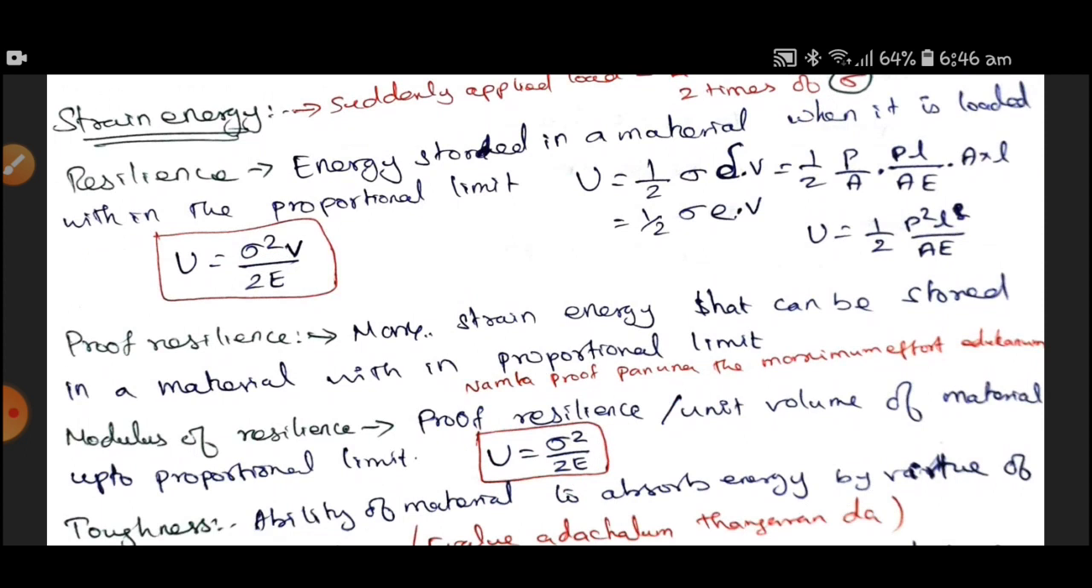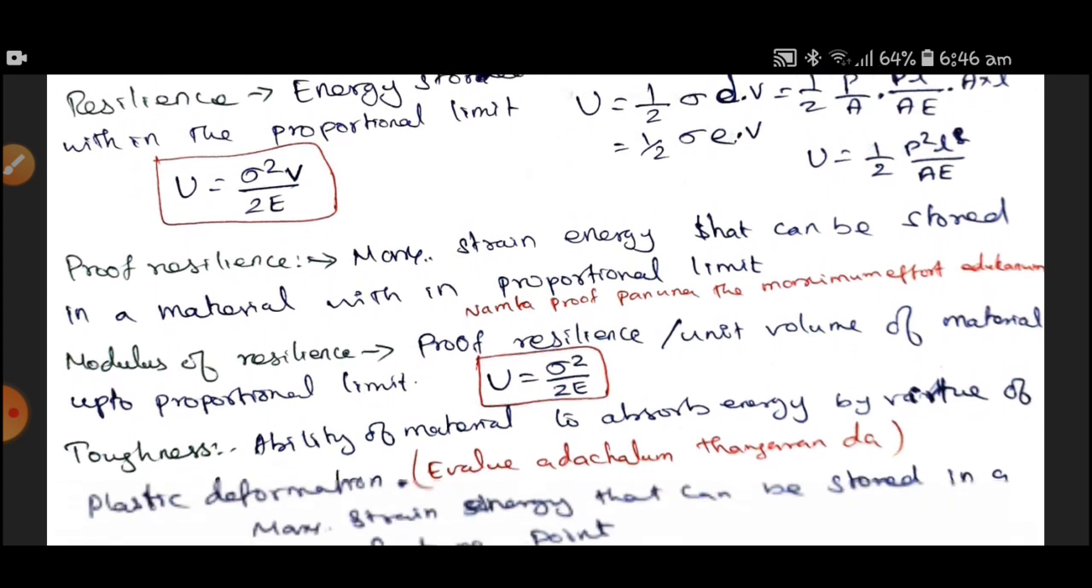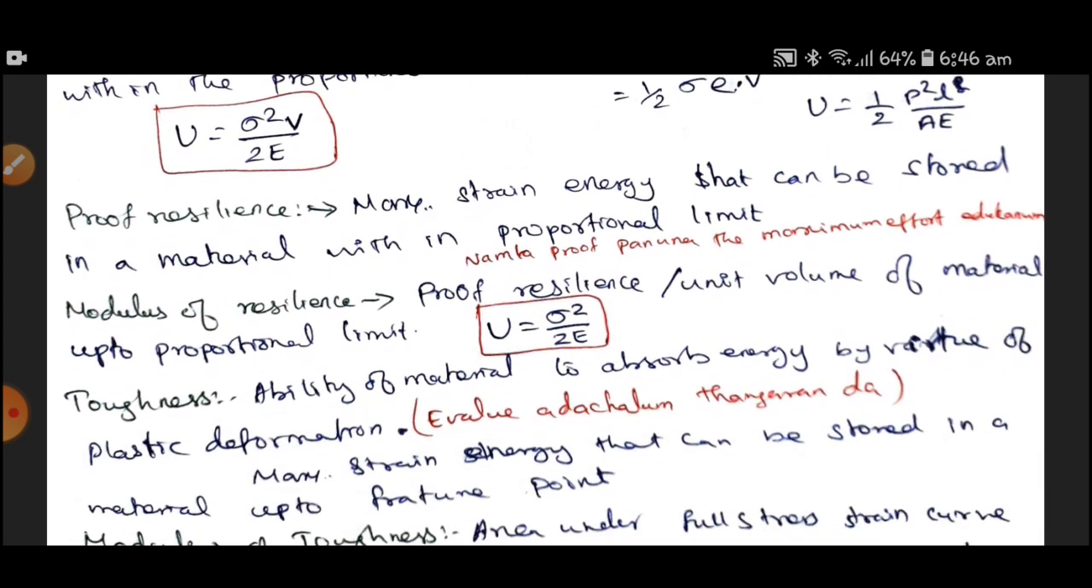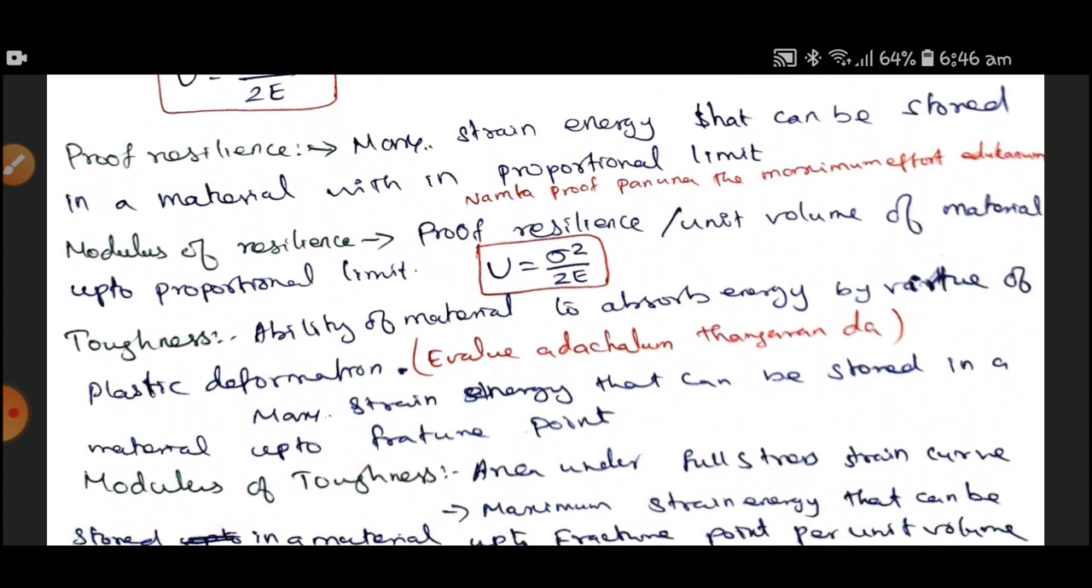Next, modulus of resilience is proof resilience per unit volume of the material up to proportional limit. Therefore, for a unit volume, the volume is 1, and the strain energy U is equal to sigma square divided by 2E. Next one is toughness, the ability of the material to absorb energy by virtue of plastic deformation. Therefore the toughness is the maximum strain energy that can be stored in the material up to the fracture point.